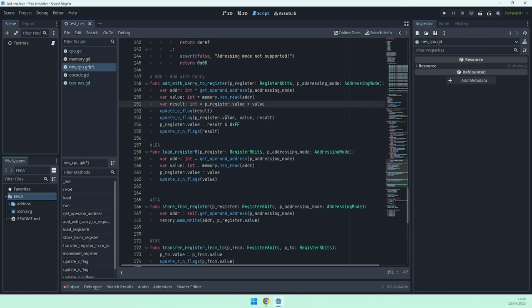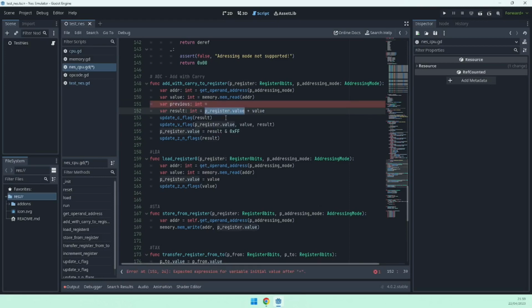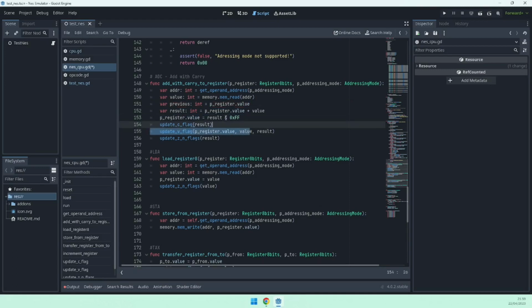Otherwise I could save it in here, var previous int equal, and get the register value, and this is for the sake of having stuff ordered, so I have all the update flags after the actual operation.